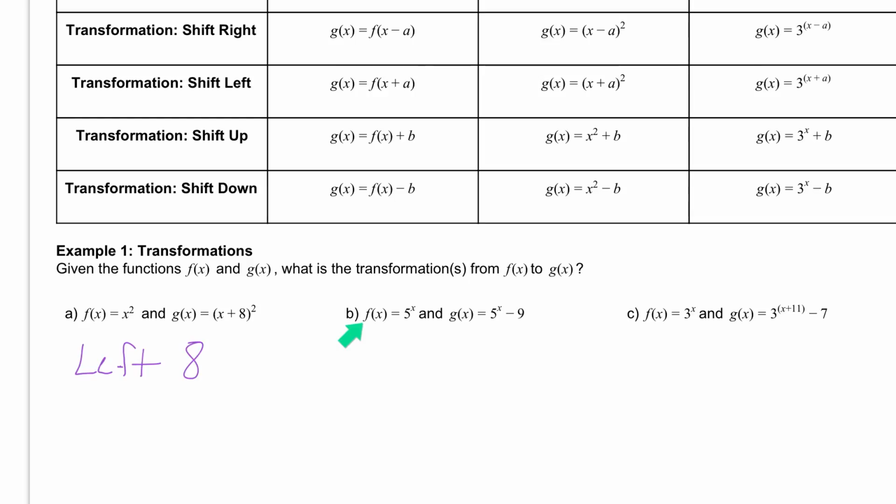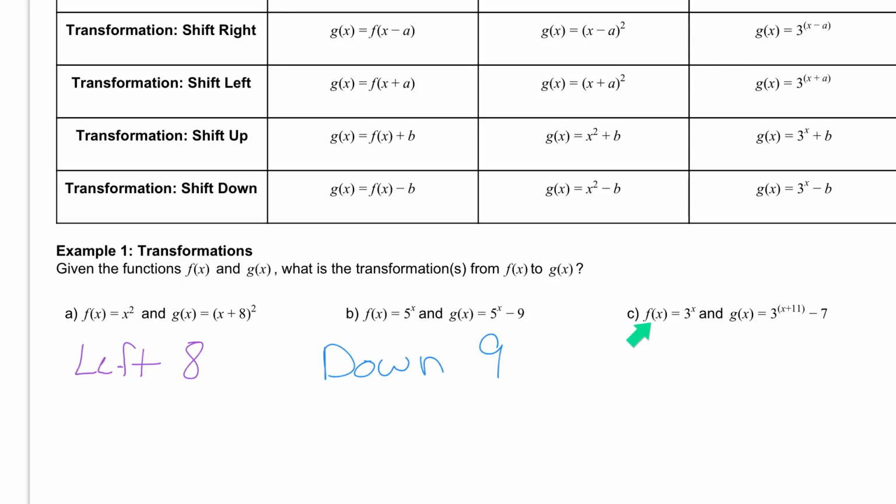If we take a look at letter B, we have f of x is 5 to the x. Here's our original function. And then g of x has been changed. It's been shifted. And we have 5 to the x and then minus 9. So how has it been shifted? Well, this minus 9 tells us that we have moved the graph down 9.